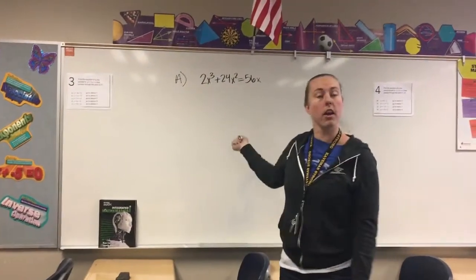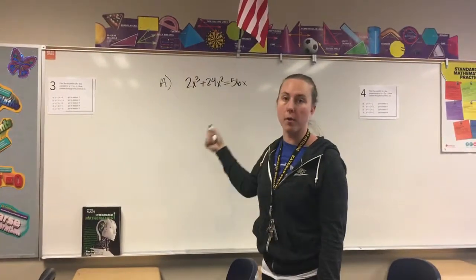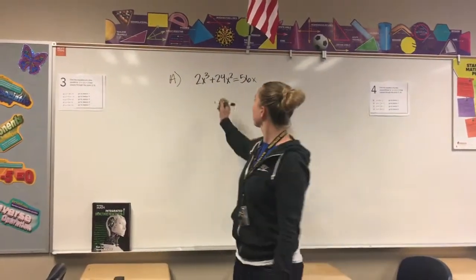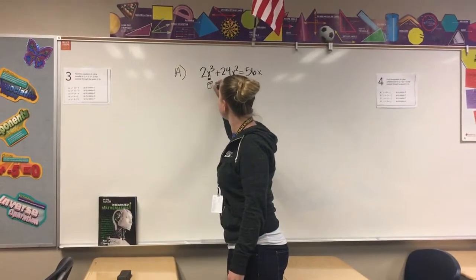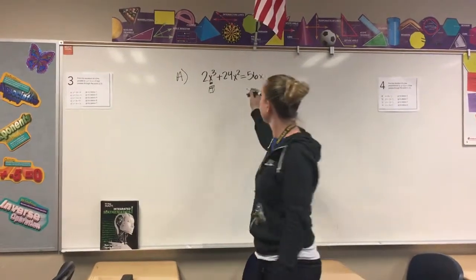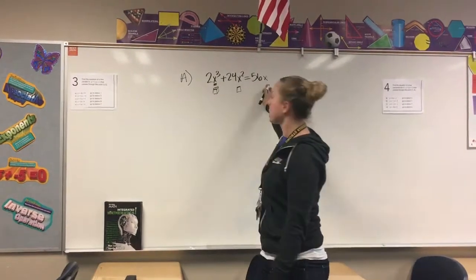Okay, the goal here is to solve this equation. So we want to get our variable all by itself. But we can't because we have two different kinds of variables. This is a cube. Please be proud of my cube drawing. This is a square. And this is a side length.